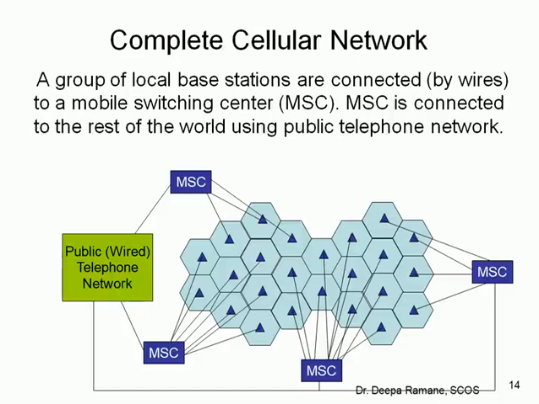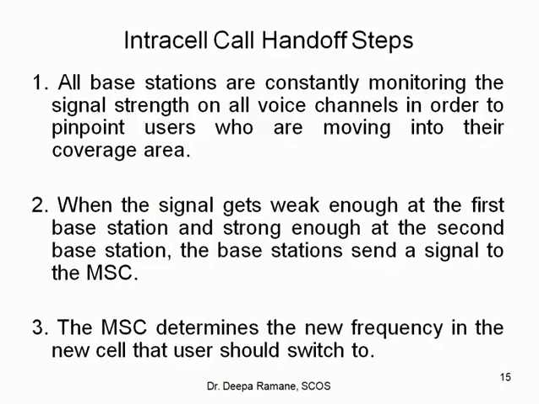If the person to whom I am calling is in this particular cell, then this telephone network will transfer that call to this mobile switching center, and this mobile switching center will transfer this call to this particular cell. This is how basically your mobile cellular network operates. And for this operation we require intra-cell call handoff steps.